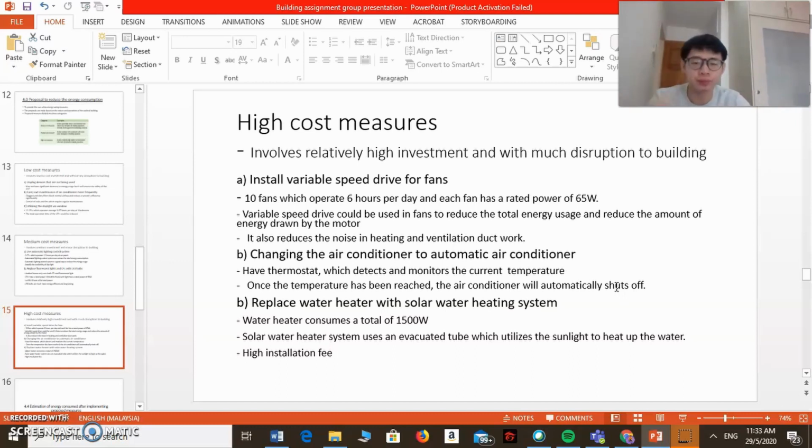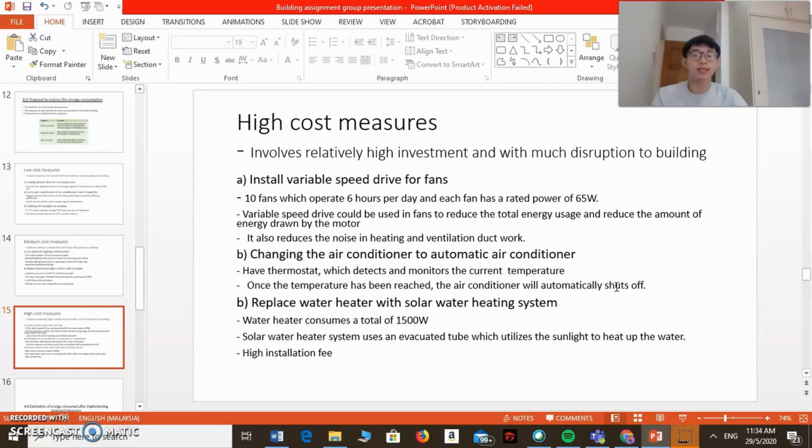So last but not least, we suggest the user to replace the water heater with solar water heating system. So the energy audit house uses a water heater which consumes a total power of 1,500 watt. The main reason why the water heater at the audited house consumes this much energy is actually because of the heating element inside the water heater to heat up the water. Therefore, we suggest the user could use solar water system which uses an evacuated tube which utilizes the sunlight to heat up the water instead.